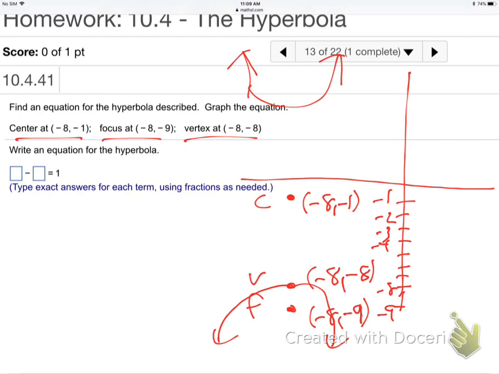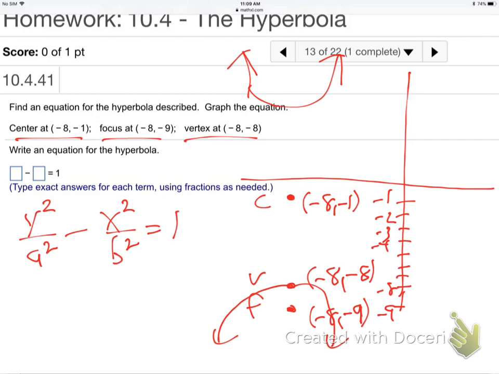So now the equation is going to have y in the front. It's going to be y squared over a squared minus x squared over b squared equals 1. So the y has to be in the front, y squared in the front. Remember, if they're right, left, it's x in the front. If it's up, down, y in the front.